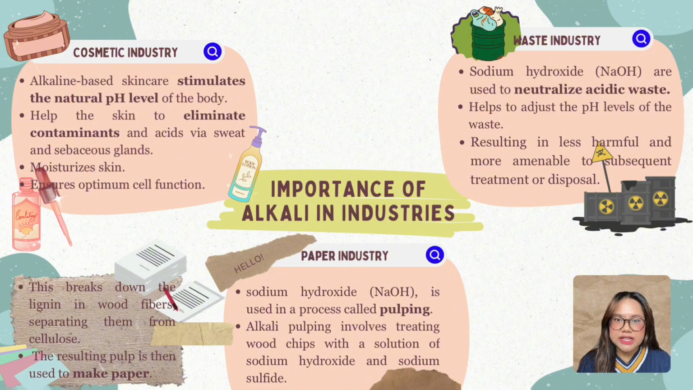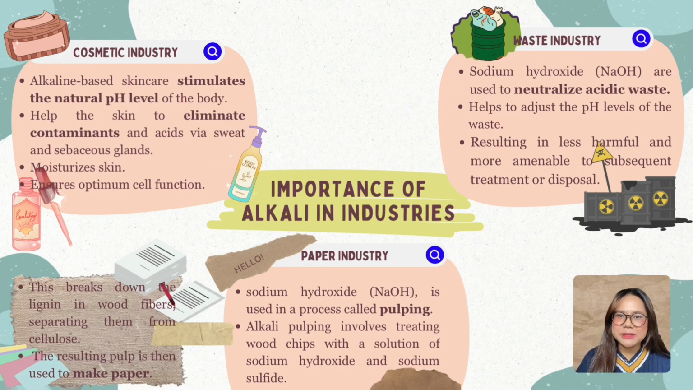Secondly, waste industry. In the waste industry, alkalis such as sodium hydroxide are used in neutralizing acidic waste. This process helps to adjust the pH levels of the waste, making it less harmful and easier to control for its treatment or disposal. Lastly, how do they make paper?